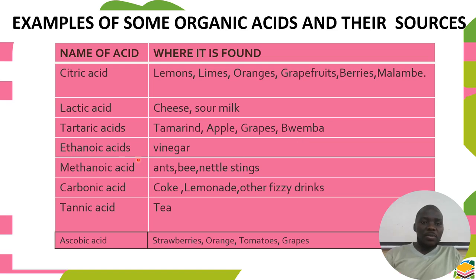We have ethanoic acid, which you can find in vinegar. Methanoic acid, we have in ants, as well as stings from bees and nettle stings. Carbonic acid, you can find in cokes. You can also find it in lemonade, as well as other fizzy drinks. Tannic acid is found in tea. Ascorbic acid, which is vitamin C, can be found in strawberries, oranges, tomatoes, as well as grapes.